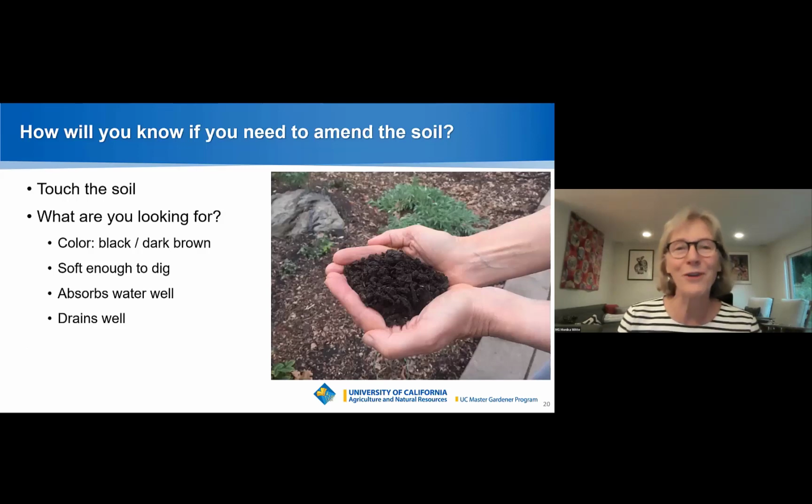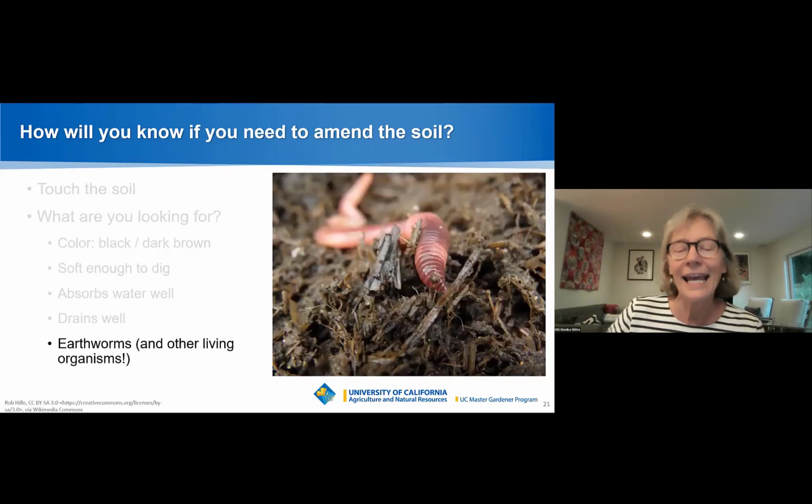And how will you know if you need to amend the soil? Well, touch the soil, look at it, and smell it. You're looking for soil that is black or dark brown. That generally means that it's fertile. You want it to be soft enough to dig, absorb water well, and drain well. And in a perfect world, you're also going to see earthworms, which will be an indication that there's life in the soil.